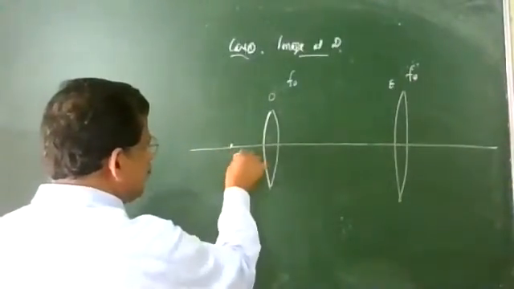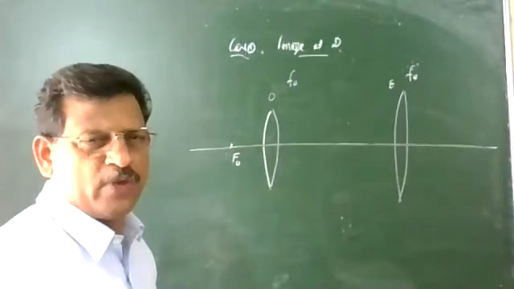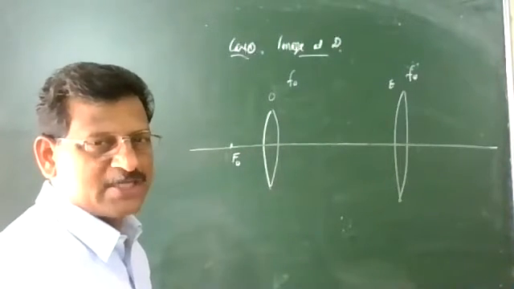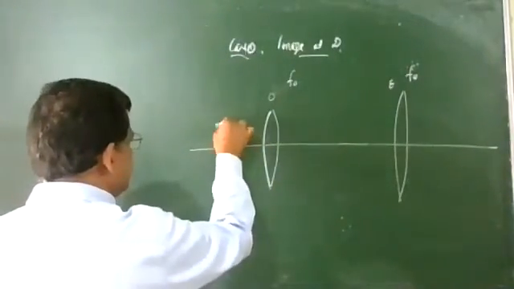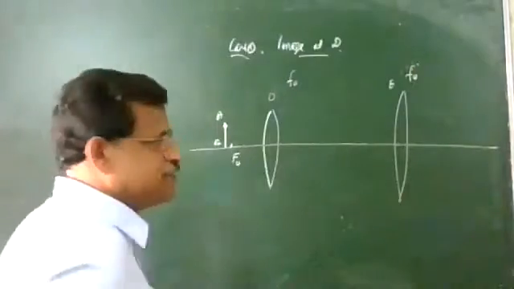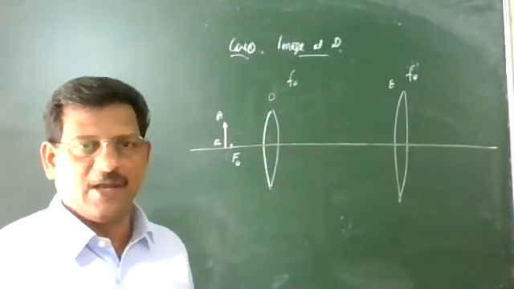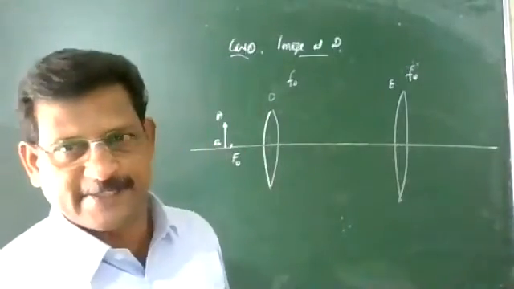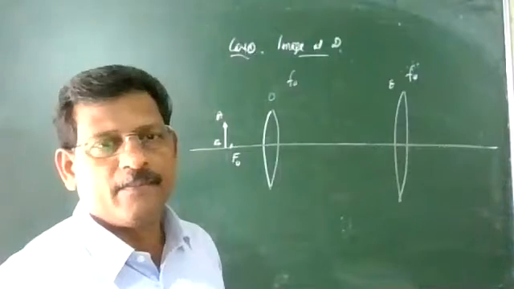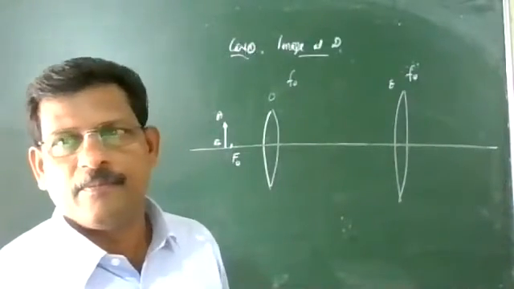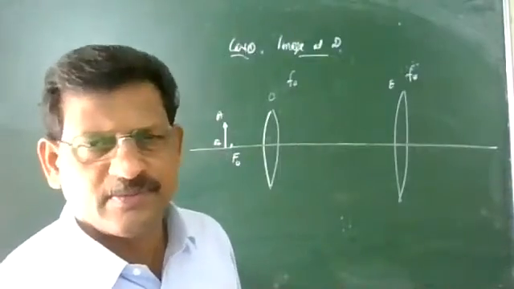So this is the principal focus of the objective lens. Where is the object? The object is very close to the focus, just beyond the focus of the objective lens. Where will the image be formed in this case? Anyone? Where will the image be?